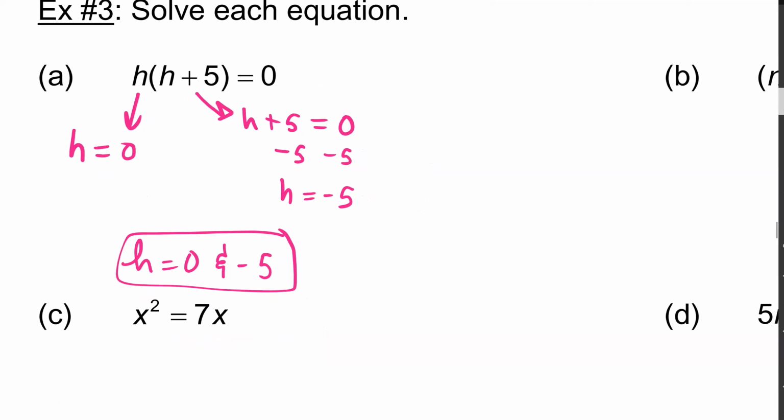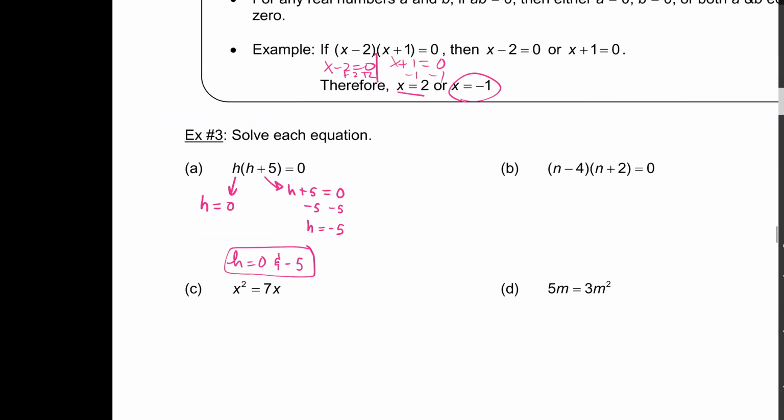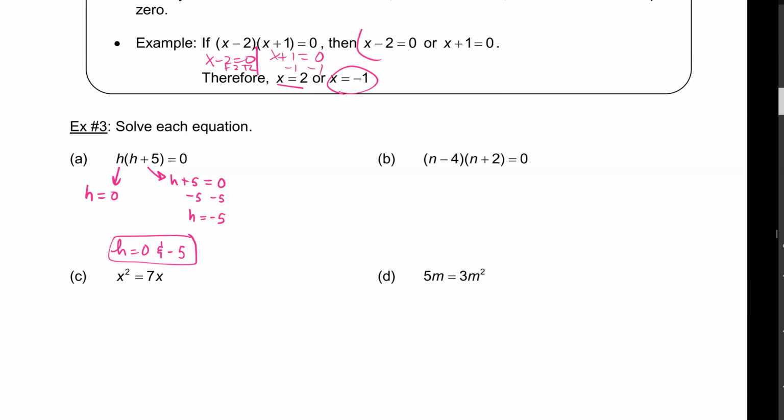It doesn't matter, you can say negative 5 or 0, because you're just telling me the answers, right? And that little squiggly means and. Always and, because I want the solutions. You're solving, so there are multiple solutions. It means you could have either one works.